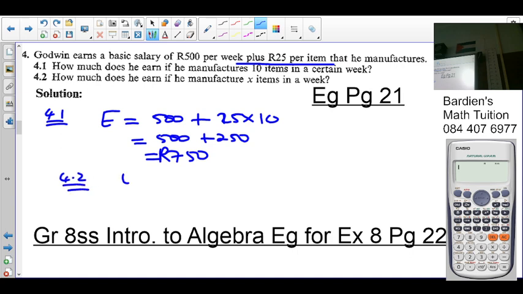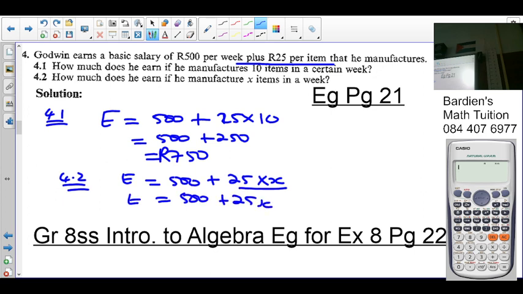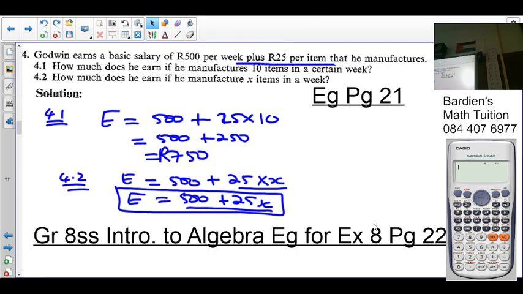So then the earnings is equal to 500 plus 25 times X, which is the same as 500 plus 25X. And what do we call this? That is unlike terms, yes. But what we call E is equal to is a formula, or an equation. Here, they're referring to it as a formula. Do you guys understand?